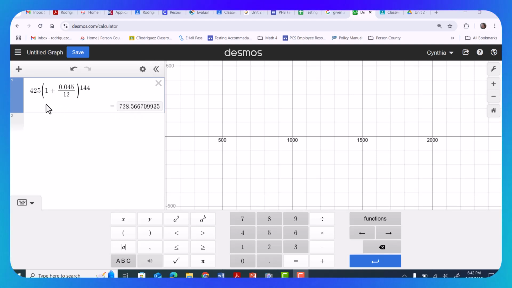All right, so I put these numbers into Desmos. Here's our initial amount times (1 plus our percentage rate, 0.045, divided by the number of times we're compounding, 12). We're going to raise all of that to the number of times, 12, times the number of years, and that's also 12. 12 times 12 is 144. And we get 728.56. Our answer, we're going to round that and get $728.56.